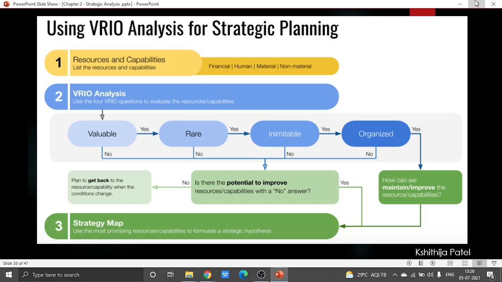The next thing is rare. Now, rare, as the meaning suggests, by its definition, a resource is rare simply if it is not widely possessed by other competitors. So, of the criteria, this is probably the easiest one to judge.